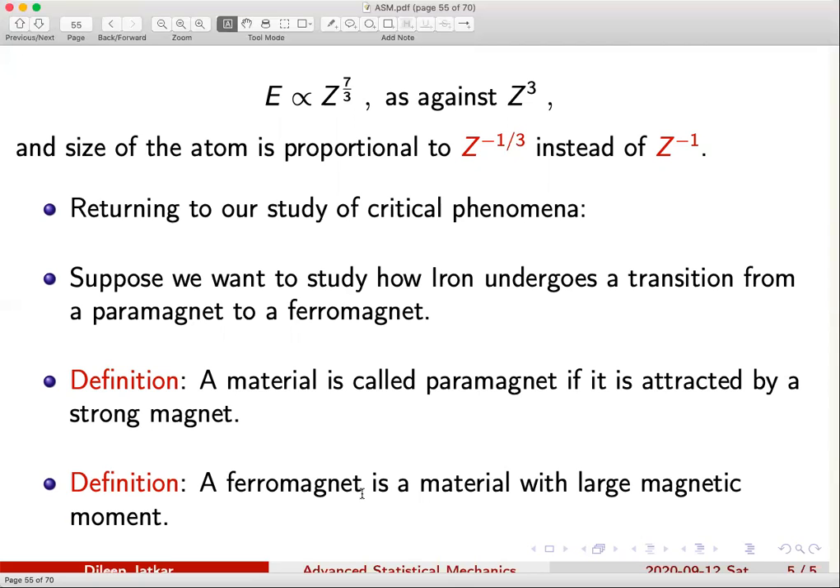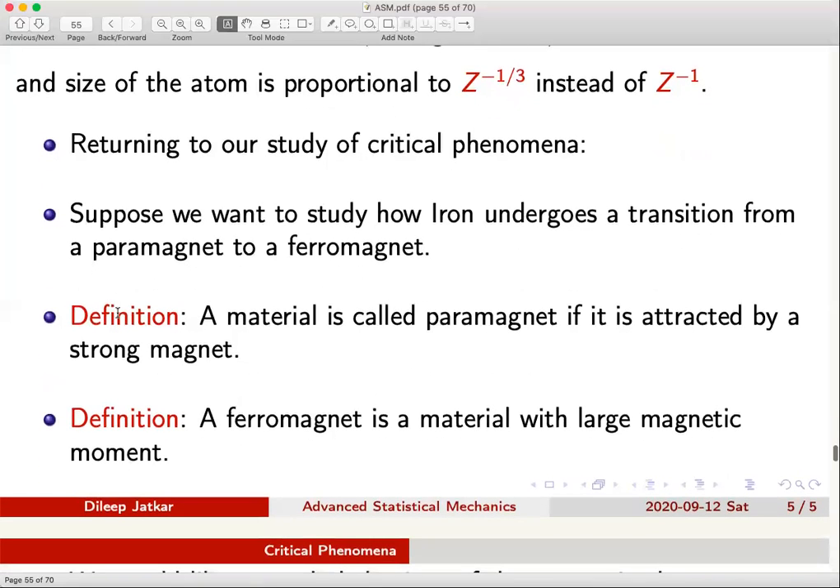Now, iron itself can undergo a transition from paramagnet to ferromagnet. This is also common knowledge, in the sense that you can convert an ordinary piece of iron into a magnet by applying a magnetic field, or by just keeping it in the vicinity of a magnet for long enough. Then it also develops ferromagnetic behavior. We will see why such a thing would happen at room temperature for iron without doing too much work. But these are the definitions of these words. We will try to understand this a little more mathematically later.